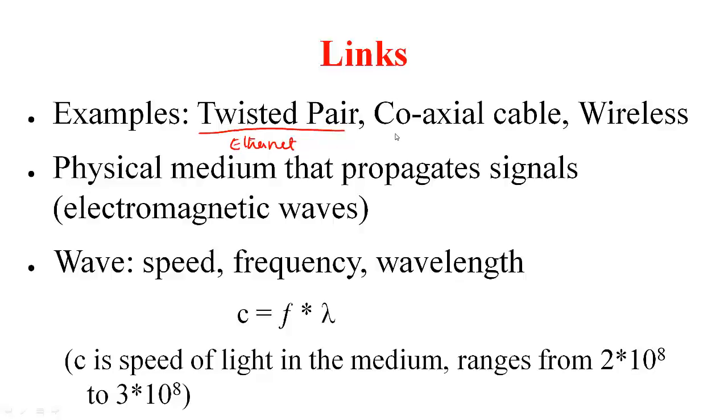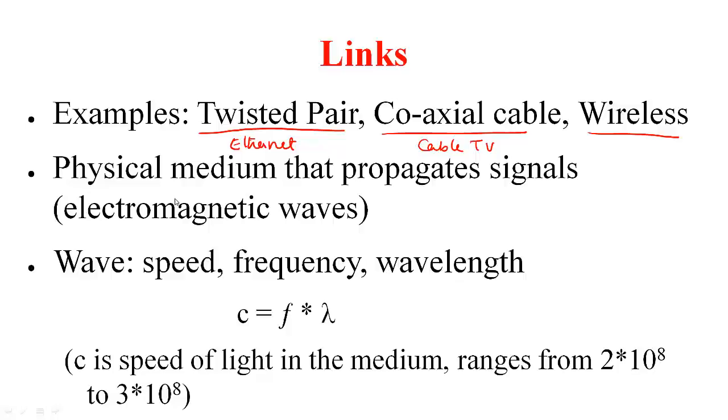The cricket matches that you watch on cable TV is thanks to coaxial cable. So cable TV uses these cables, and that thing in the pocket that you can't live without makes use of wireless. So a link is nothing but a physical medium that propagates signals, and signals are nothing but electromagnetic waves.